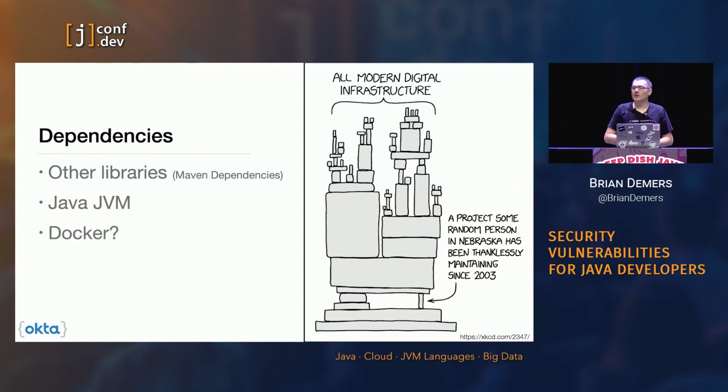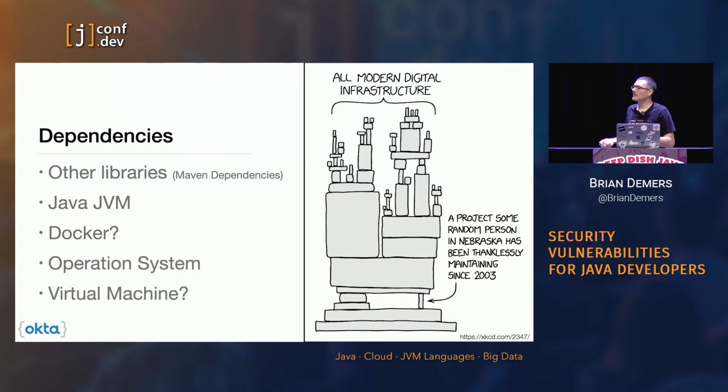So maybe your JVM is running inside Docker. Your Docker's running on an OS. Maybe your OS is running on a virtual machine. This is just to get your application started, right? Maybe you have databases or caches. And then you think about if you're building web apps, a request is going to be sent from a user to your application. It's going to go through firewalls and gateways and load balancers and all of those things.